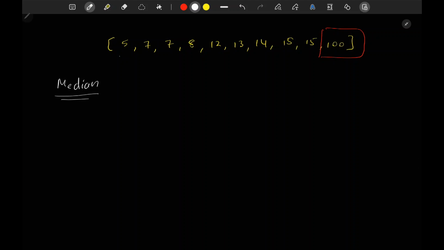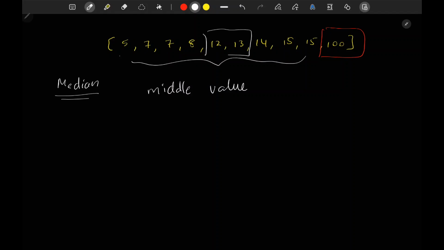In order to calculate the median, we need to find the middle value in this set. Since we have an even number of values, we need to pick the middle two elements. If we have an odd number of values, we can easily pick the middle element. Since we have an even number of values, we have to take the middle two elements. So here we have 12 and 13. Then we need to take the average between these two. So we are going to get 12.5 in this case.